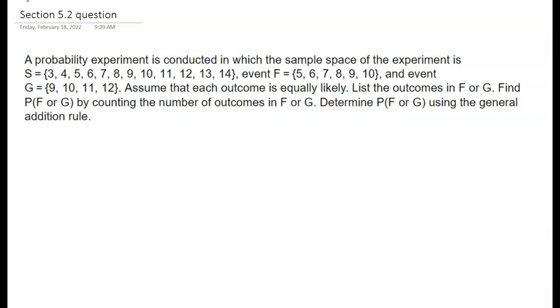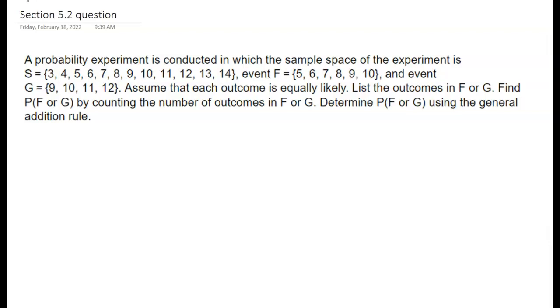So then we're given two different events. In the first event, we end up with 5, 6, 7, 8, 9, 10. And in the second event, we end up with 9, 10, 11, and 12. And we're assuming that each of the outcomes is equally likely. So we want to list all of the outcomes for F or G. So probability of F or G.